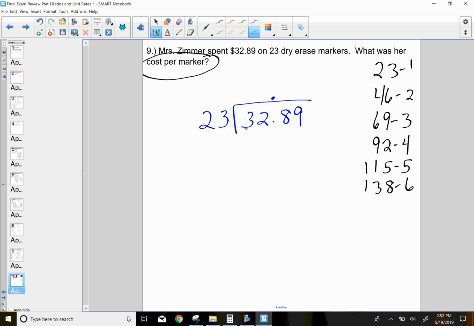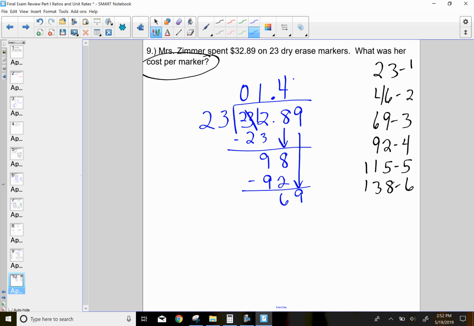So now I can see 23. I can't make a group of 23 out of 3. I need at least 23 to start. 32, I can't go 2 groups, but 1 group definitely. So 1 group of 23 is 23. So 32 take away 23. If I do some unbundling, will leave me with 9. So now I have 98. 115 is too much, but 92, which is 4 groups, works. 4 groups of 23 is 92. So I have 6 remaining, bundle up with this 9, and that'll give me exactly 3 groups. So how much was each marker that Mrs. Zimmer bought? Each marker was $1.43.